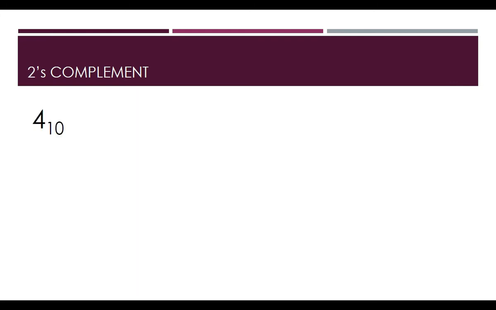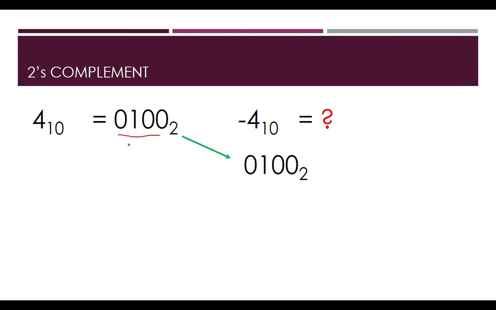Let's say we have 4. The binary form of 4 is 0100. To get negative 4 using 2's complement, we first apply 1's complement to this number. For now, we don't know the value of negative 4. So let's copy the binary form of 4. After copying, we invert each bit, so we are applying 1's complement. 0 inverted becomes 1, 0 again becomes 1, then 1 becomes 0, and then 0 becomes 1.